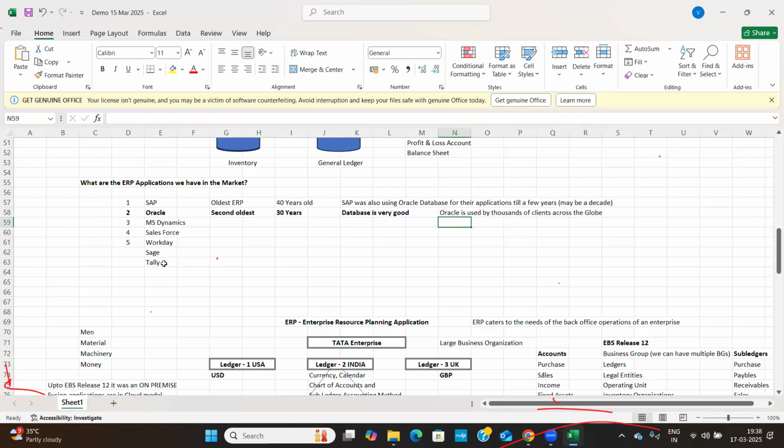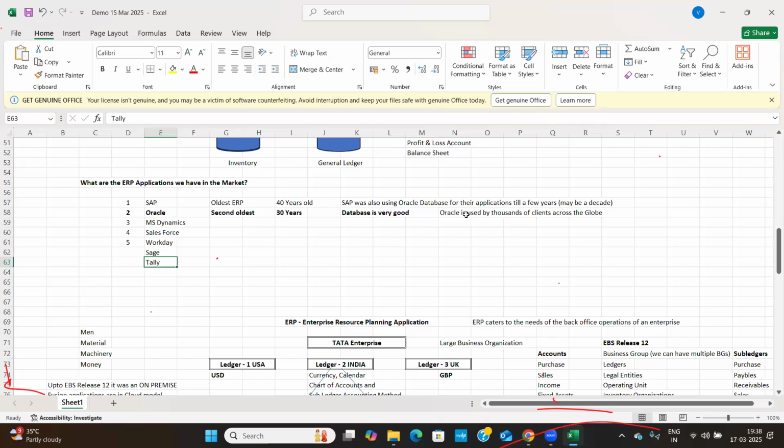Most of the BCom students learn Tally. So the scope is only within India and you will be paid less. If you learn Tally, you will be paid less because the operations are very limited. Whereas if you learn Oracle, because this is used across the globe, many people who have learned Oracle are working in several countries.